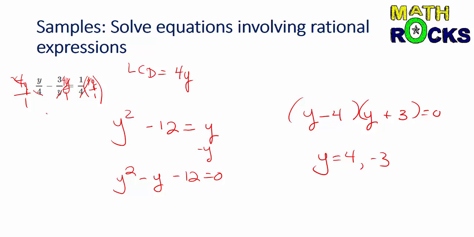Now, people wonder why we get answers that don't work. Well, if you think about it, you're multiplying by a variable when you multiply by y. And we don't know what that y variable is. So technically, I could be introducing a number that wouldn't work. I'd be multiplying by a number that's not going to give us a correct answer.